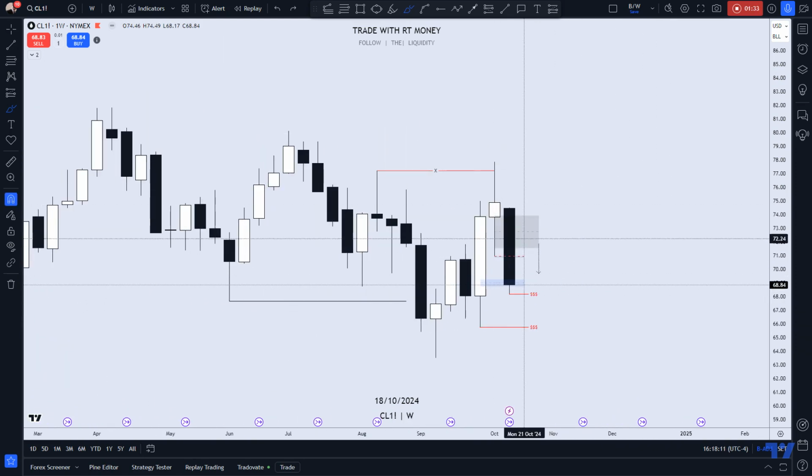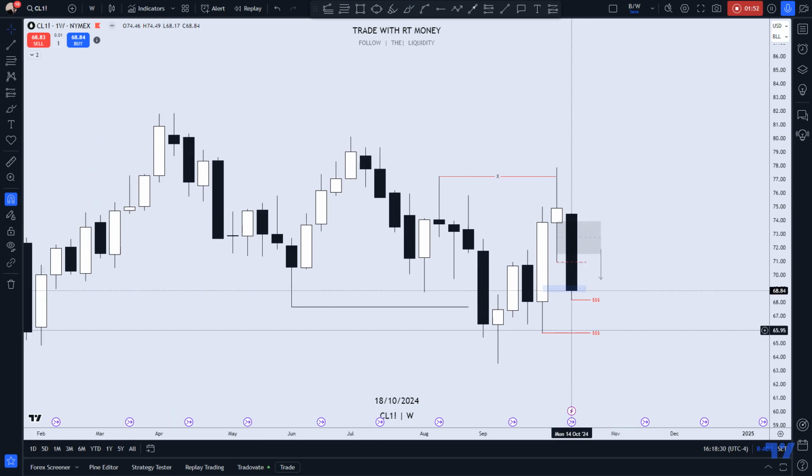Then we get this candle last week. No wick on top, very full bodied, and a small wick on the bottom. This is very bearish. What did we do? We went past the previous weekly low and traded through it. That indicates that we have more bearish price action to come.